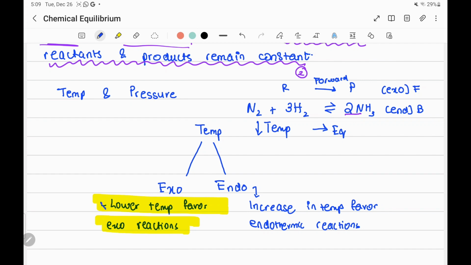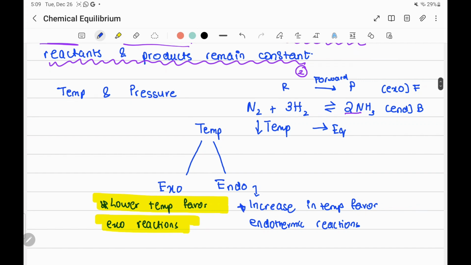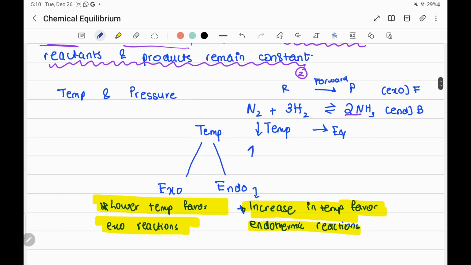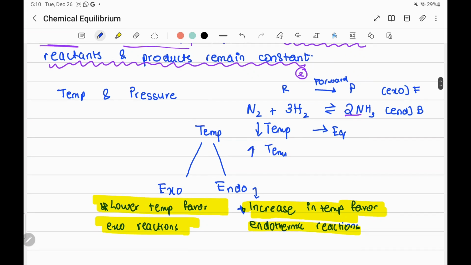Right. Again, very important point. The only two important points that you need to know for temperature and equilibrium: decrease in temperature favors exothermic reaction, and increase in temperature favors endothermic reaction. So if we increase the temperature in this reaction, our equilibrium would move to the left.